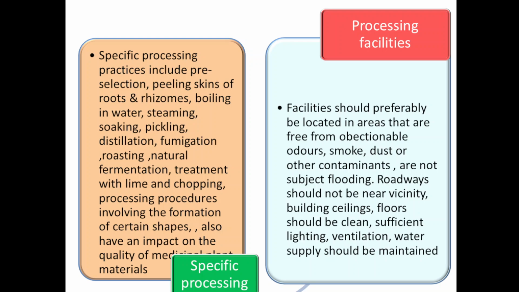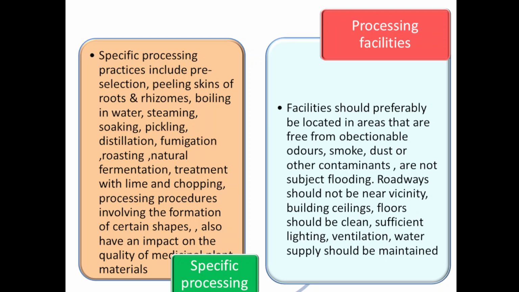For example, in case of roots and rhizomes, peeling of skin is done, and hairs are cut from the rhizomes and roots. So all these processes are done according to the type and nature of plant material, according to the need of that herbal raw material, to improve its quality and to increase the life of that herbal raw material. All the specific processings are done.